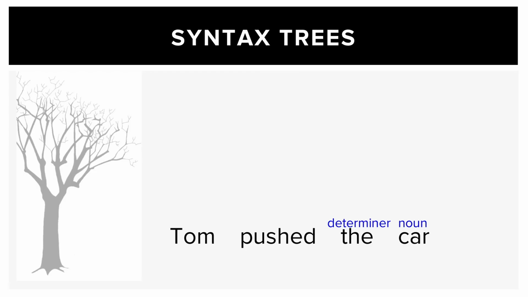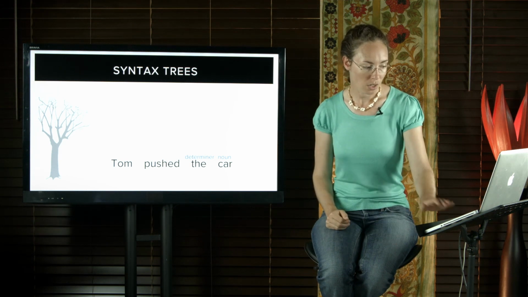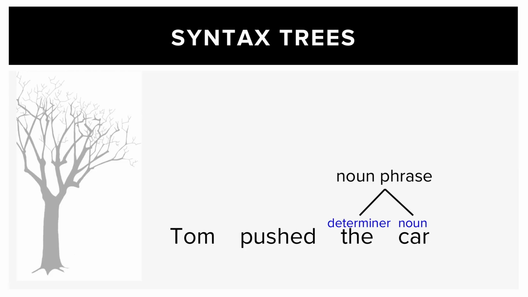We know a noun phrase is made up of a determiner and a noun, so first we label what parts of speech each of these are. The is a determiner and car is a noun. Next, we can draw two lines to join them together, creating a noun phrase.